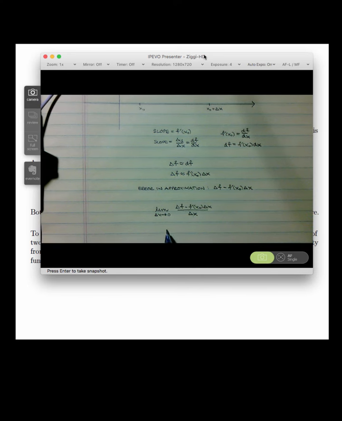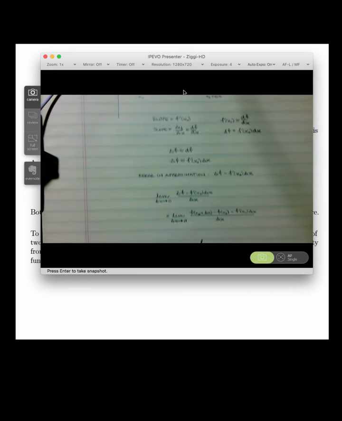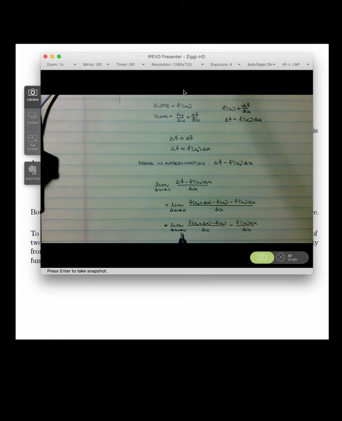But this is the same as the limit as delta x approaches 0 of f of x naught plus delta x minus f of x naught minus f prime of x naught delta x all over delta x. Notice that this difference right here is simply delta f. But this then can be decomposed. We can write the limit as delta x approaches 0 of f of x naught plus delta x minus f of x naught over delta x minus f prime of x naught delta x over delta x.